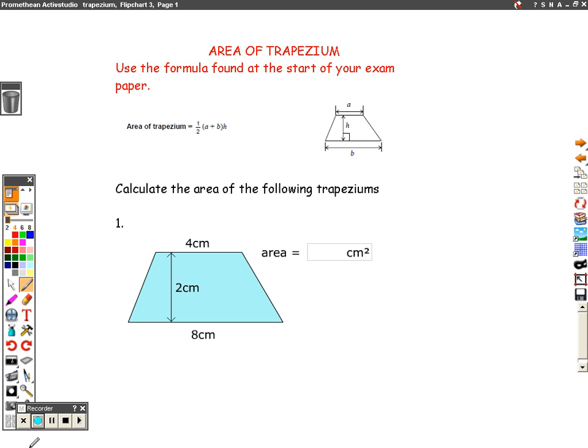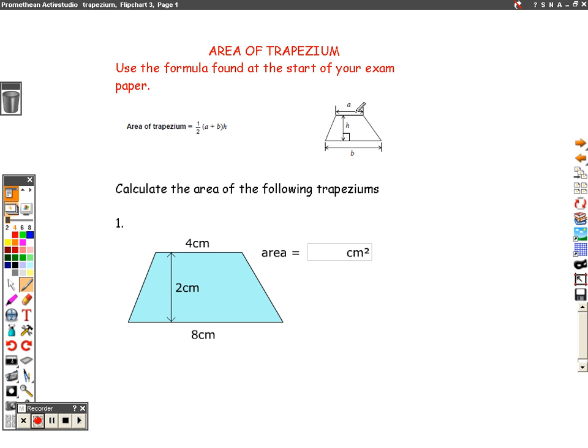Okay, so we're going to look in this tutorial at the area, how you would calculate the area of a trapezium. Now remember, the main thing that's important about a trapezium, or the only property that a trapezium has, is that it has one pair of parallel sides. Your formula will be at the front of your paper, so use it, as will the diagram, so use it. Your A and B are always your parallel sides, and your H is the distance between the parallel sides.